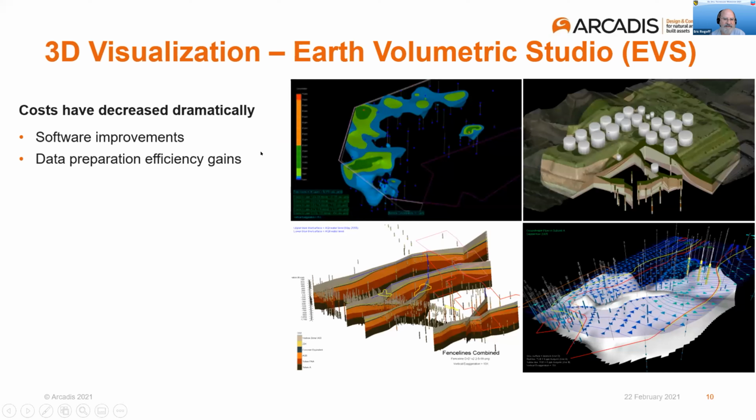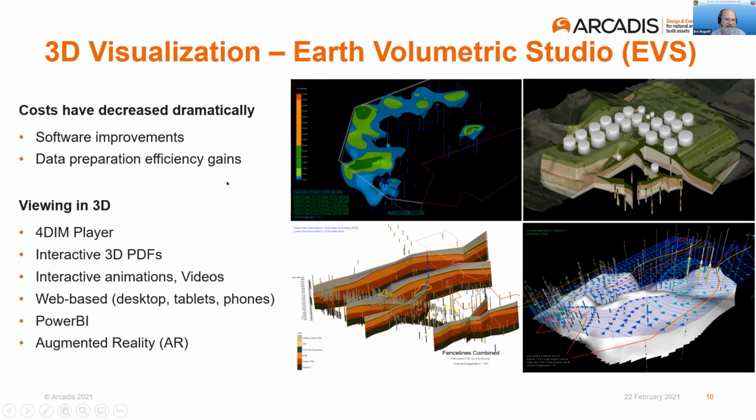So the Earth Volumetric Studio, some of you may be familiar in the past. It used to be called the Environmental Visualization System, then the Mining Visualization System. And due to a lot of improvements over the last few years, it's tremendously more cost effective due to Python scripting and other software improvements. So we can do these things a lot faster and at a fraction of the cost that we used to be able to do.